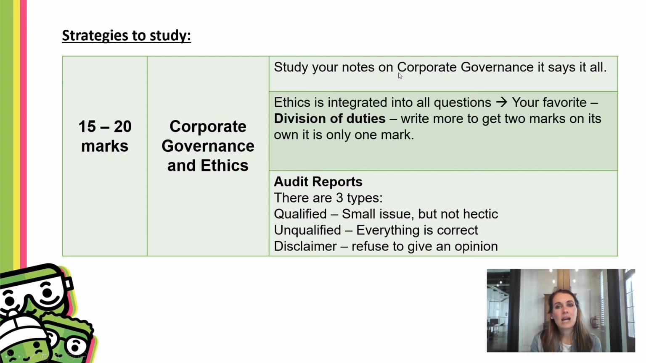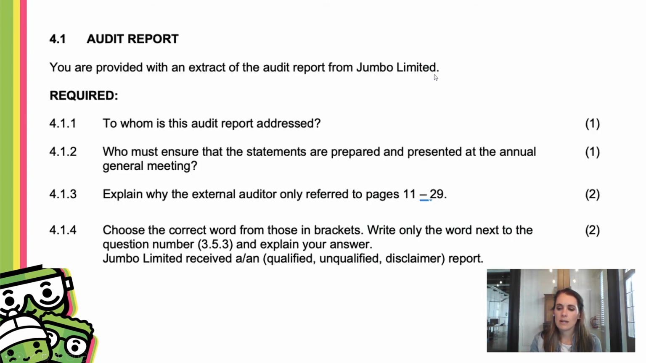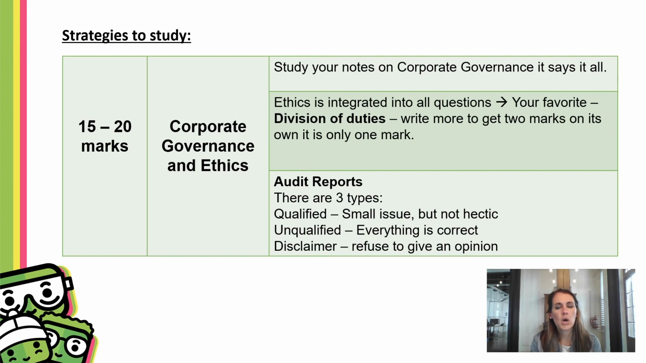So what do you need to study? You need to study all your notes on corporate governance. So that's ethics, it's the King Code, all of that. Ethics is integrated into all questions. So your favorite answer when they talk about ethics should be division of duties. But if you give me those 3 words, then you will only get 1 mark. You have to write more to earn the 2nd mark.